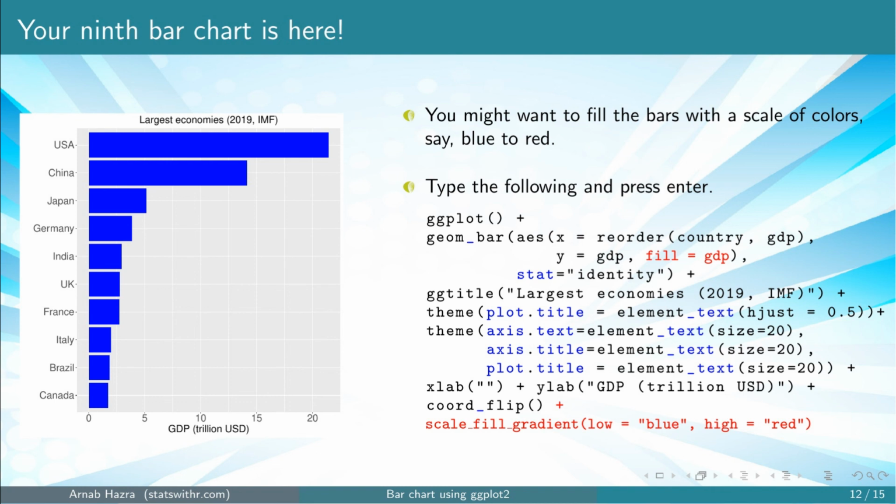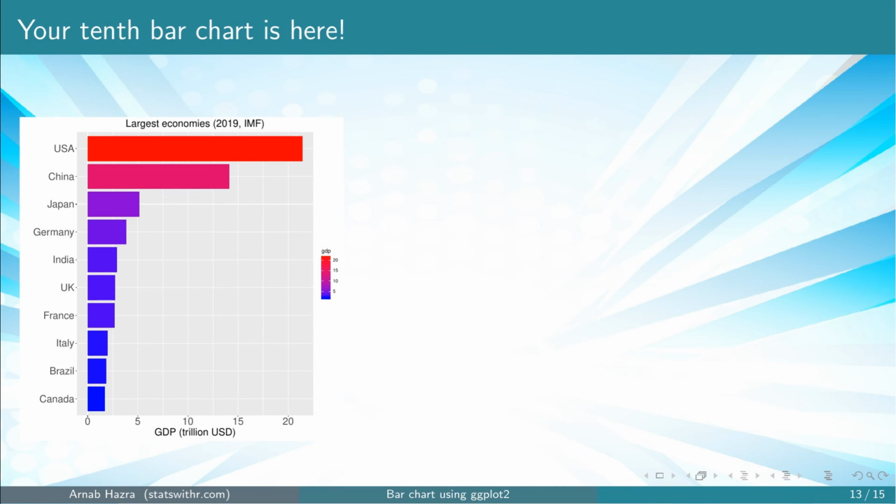Remember that last time you set the fill argument outside the aesthetics when you wanted just a single color. Also, because we want the colors blue through red, we add the line scale_fill_gradient low equals to blue, high equals to red. You can try with other colors too. Now press enter. Okay, you get your 10th bar chart. You might think that the figure looks much nicer than earlier.